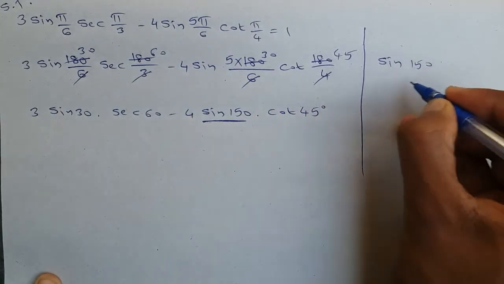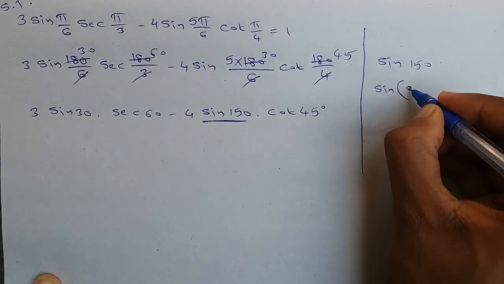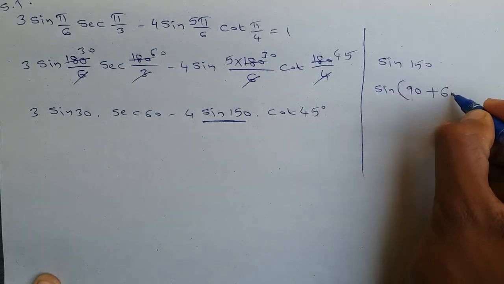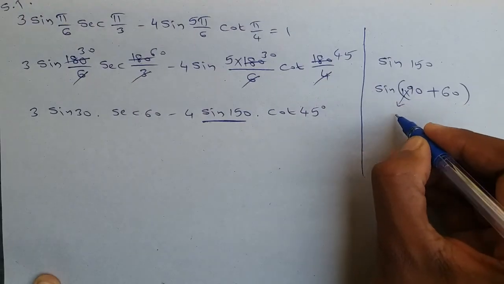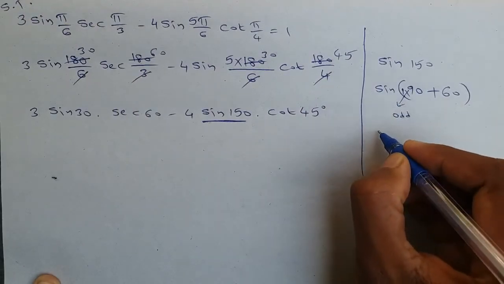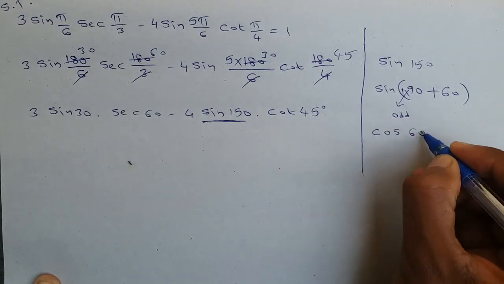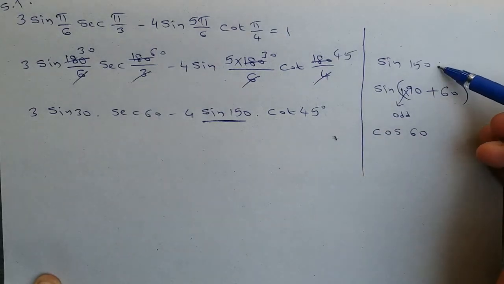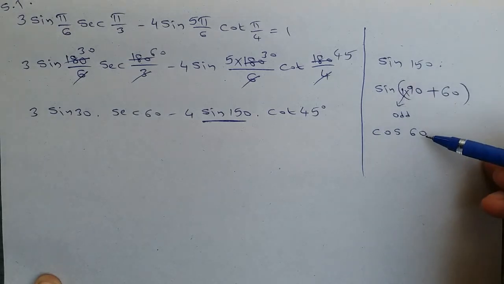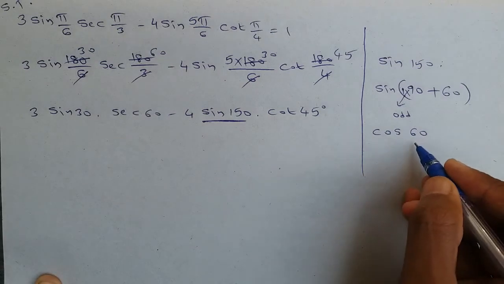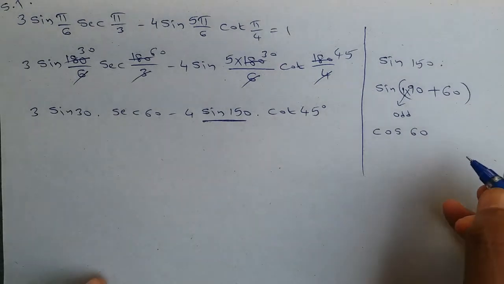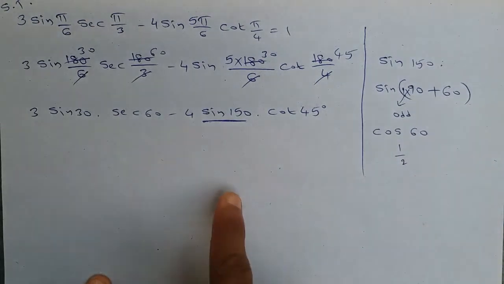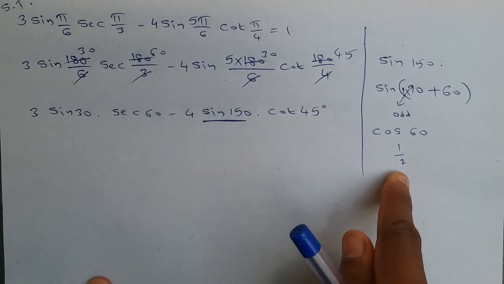Sine 150. So sine 150 I am writing as 90 plus 60. Here 90 is nothing but 1 into 90, where this 1 is an odd number. So sine will change to cos. So it will become cos 60. Next, 150 degrees belongs to the second quadrant. So in the second quadrant sine is positive, so this is also positive. So what is the value of cos 60? Cos 60 is 1 by 2. Now in the place of this sine 150, I will substitute 1 by 2.